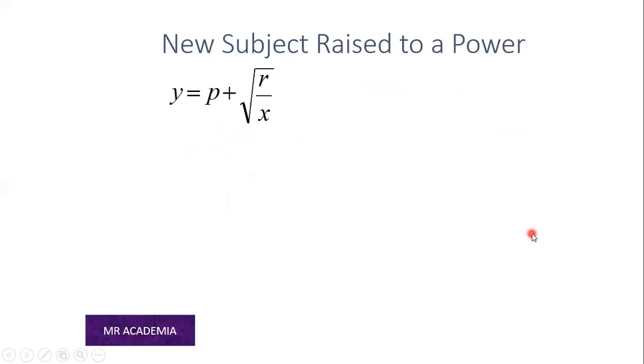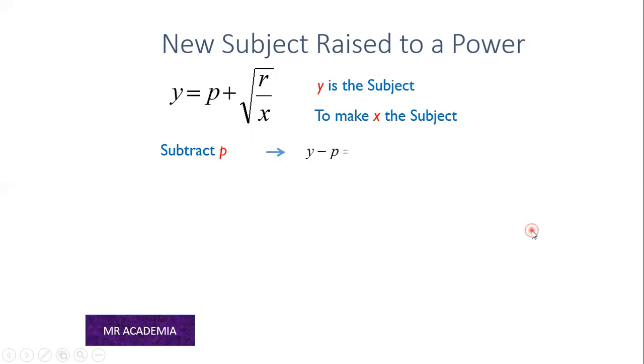So in this case here, if you look at this equation, we are supposed to make x the subject of the formula. Look at the steps as they are being made here. First of all, we first remove the p. We take p this side, and then after we shall deal with removing the square root. So when you have a square root, to remove it, you square on both sides. That's why you have y minus p squared equals r divided by x.